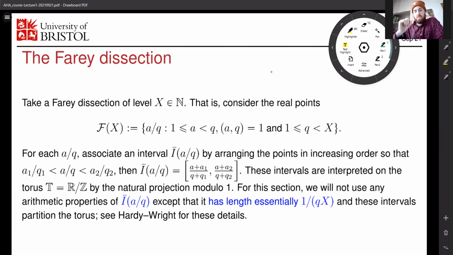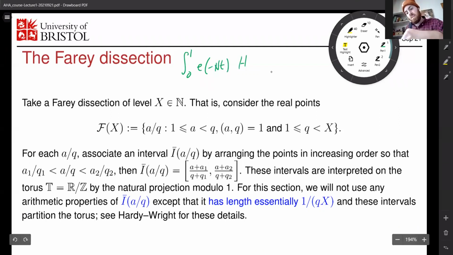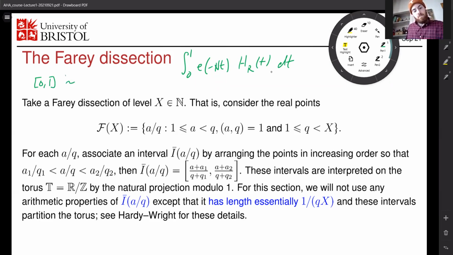The first piece of what we're going to do is we have an integral from 0 to 1 of e^(-nt) times some exponential sum I was calling h_r(t), with respect to dt. This interval 0, 1, I'm actually identifying with the torus R mod Z by this character e^(2πit).